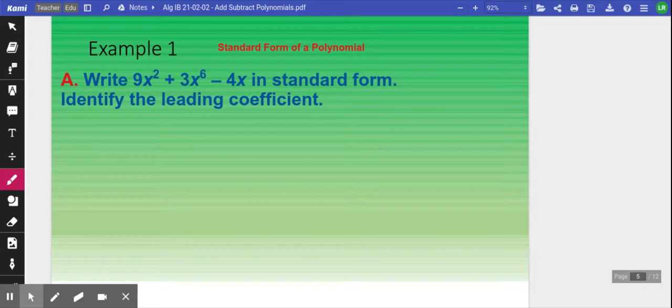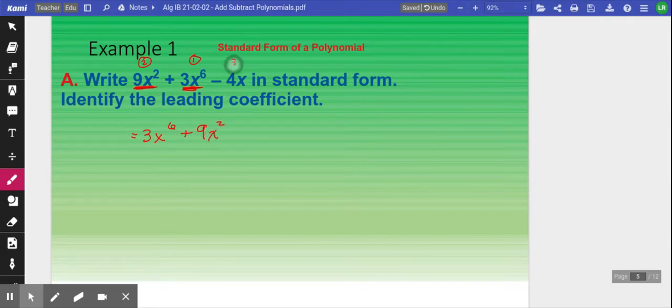So, the biggest exponent we have is right here, 3x to the 6th. That's the biggest degree, so that one has to be written first. So 3x to the 6th power. That one's first. The second one is the 9x squared. That's the second biggest one, so that goes second, plus 9x squared.